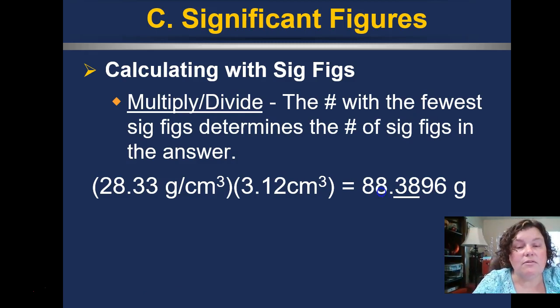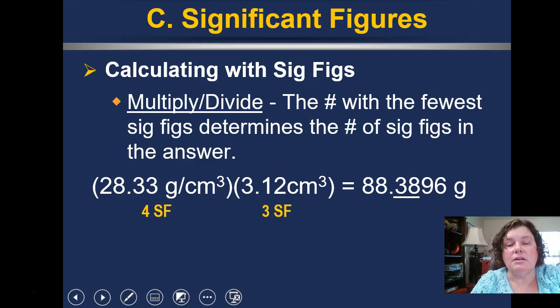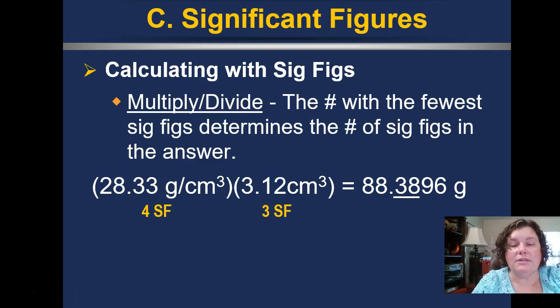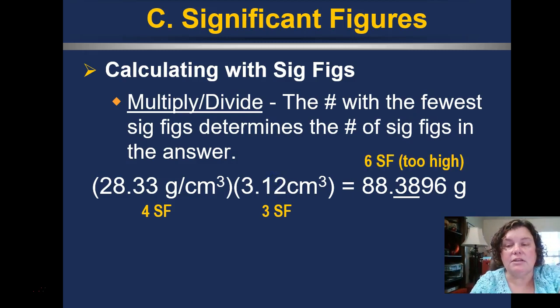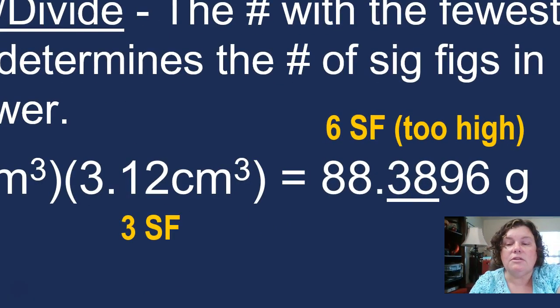So what we have to do is look at how many significant figures we have in our problem. This first number here, we have 4 significant digits. The second part of the problem, we have 3 significant digits. The smaller of the 2 is the 3 significant digits. Our answer has 6 significant figures. That's much too high. We need to cut it down. We need to get it down to 3 significant digits. So what we do is we count our 3 significant digits. That brings us over here to the 3.